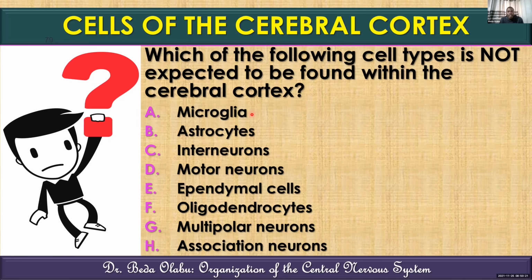Remember, microglia are the phagocytic cells, so they are expected to be there. Astrocytes help in structural support, among other functions. They are also in the cerebral cortex. Actually, there are two types of astrocytes. There are those that we call protoplasmic astrocytes, which are the ones within the cerebral cortex. Then there are those that we call fibrous astrocytes, which are within the white matter of the brain.